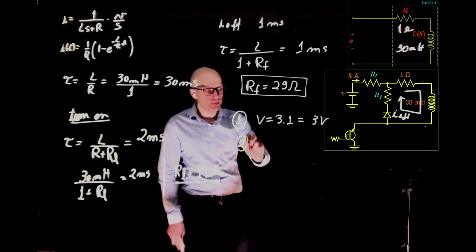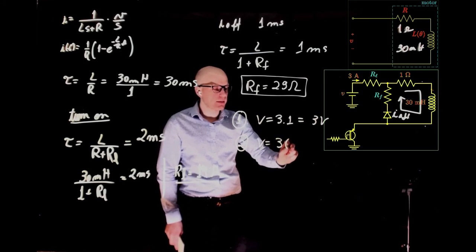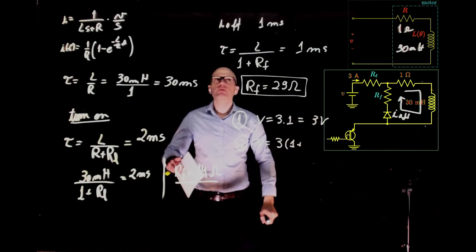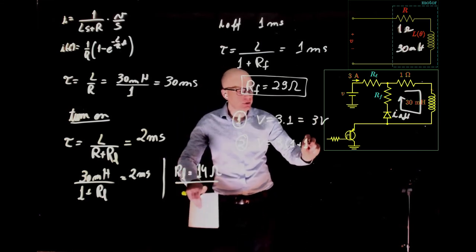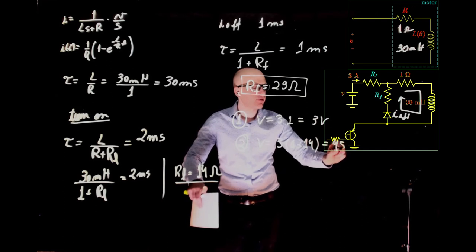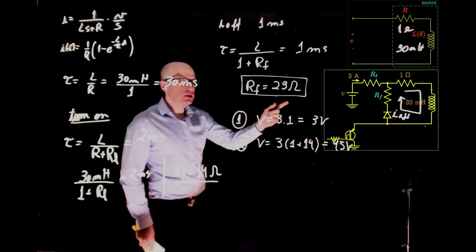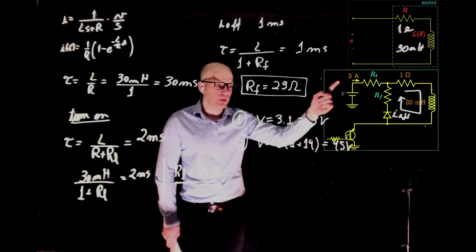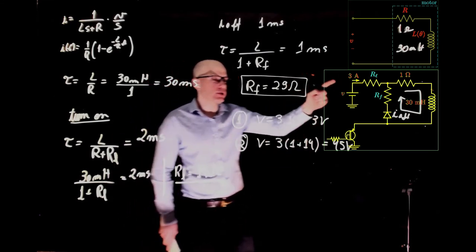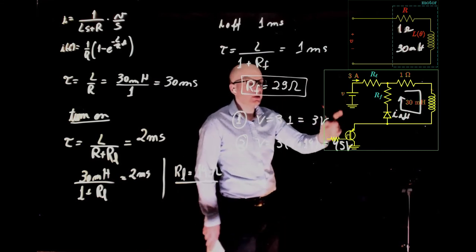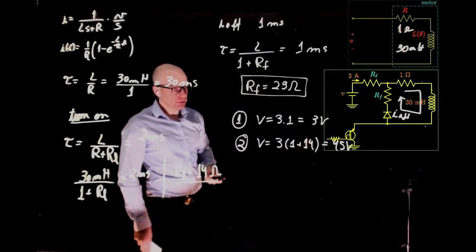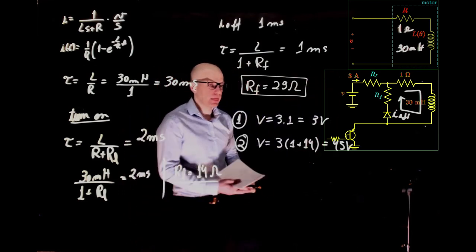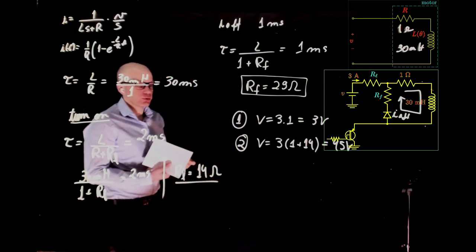In case two, the voltage now becomes 3 amps times 1 plus what we added here, which was 14 ohms. And now it jumps to 45 volts. So we made the system faster, but it now takes 45 volts to develop the same torque as before. If we assume that this voltage is constant, then the motor will be faster, but it will develop less torque. If you want to maintain the same torque, we need to bump up the voltage to 45 volts. So here is the actual trade-off.